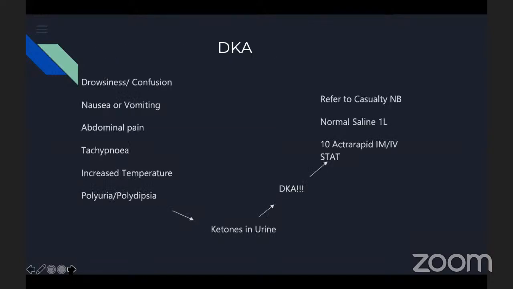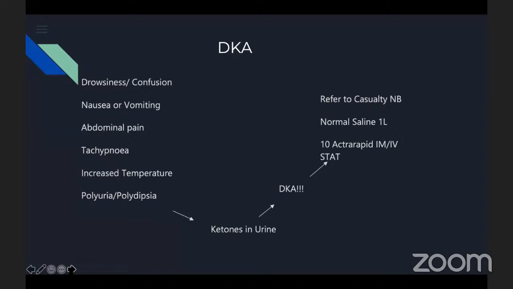So DKA, this one, patients usually present drowsy or confused. They can have a history of nausea and vomiting or polyuria and polydipsia, as well as an increased respiratory rate and abdominal pain. So it's usually more acute in these patients. And you'll also note that they have hyperglycemia that can be over 13. If you test their urine, there'll be ketones in the urine.